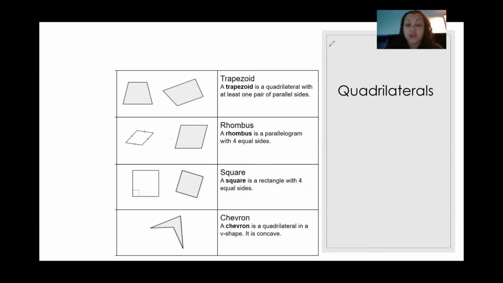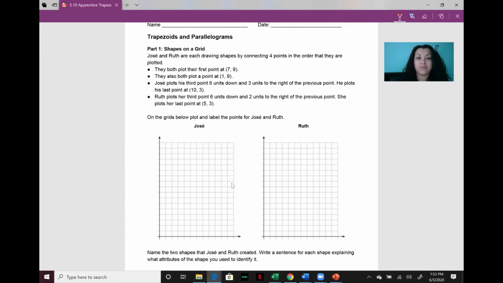A chevron is a quadrilateral in a V shape, and it's concave. Remember we talked about convex and concave? A shape that doesn't have indents would be considered convex. A shape that has an indent like this would be concave. So a chevron is a quadrilateral that's in a V shape and it's concave.